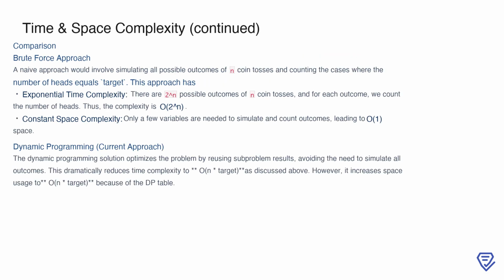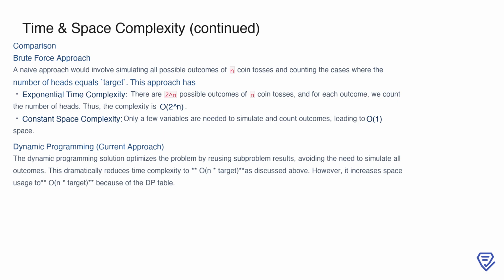To better understand the efficiency of dynamic programming, we can compare it to a brute force approach. A naive method would involve simulating all possible outcomes of n coin tosses and counting the cases where the number of heads equals target. Since there are 2^n possible outcomes of n coin tosses, the time complexity of this approach is O(2^n). On the other hand, the brute force approach has constant space complexity, O(1), as it only requires a few variables to keep track of the outcomes.